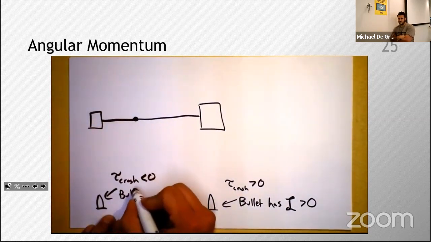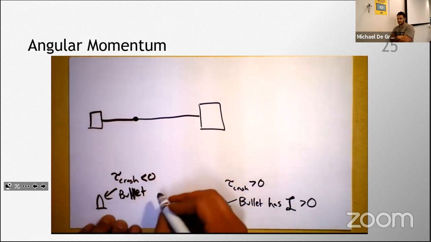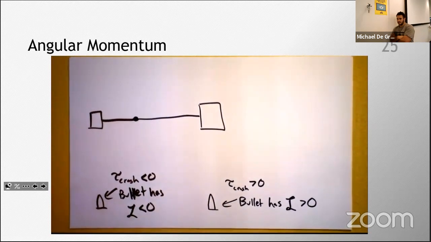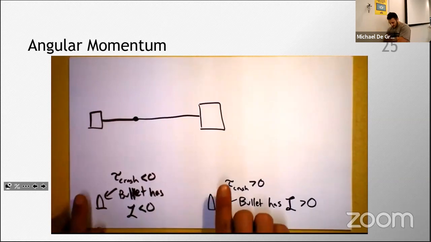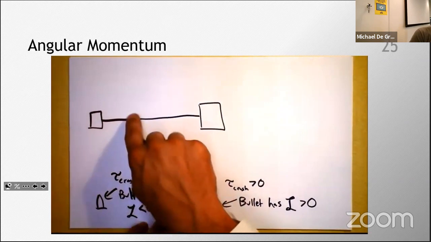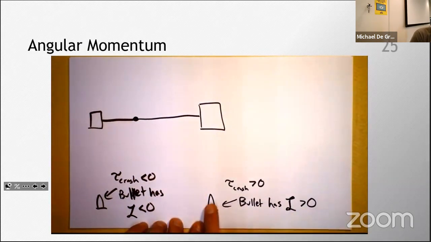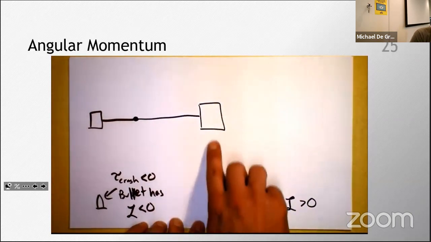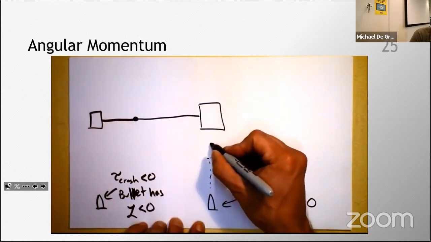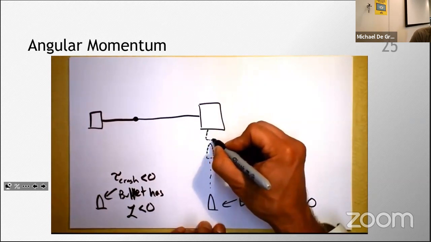And you'd have to admit that this bullet, sorry about my spelling, has angular momentum less than 0. So it has something to do with its location relative to the center of rotation, the axis of rotation. This one right here has a positive angular momentum. And in fact, regardless of where it is on its path, as it's going this way, it's going to be up here in a little bit, it will always have the same angular momentum.